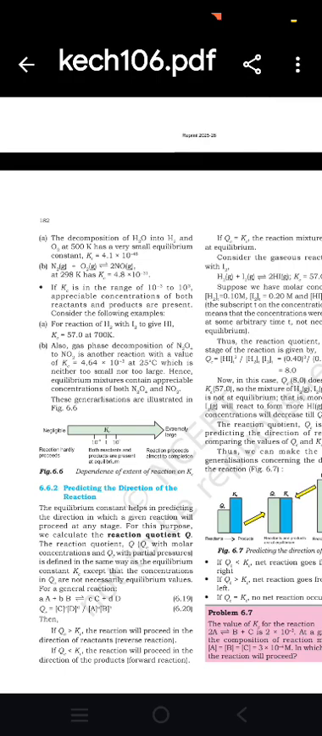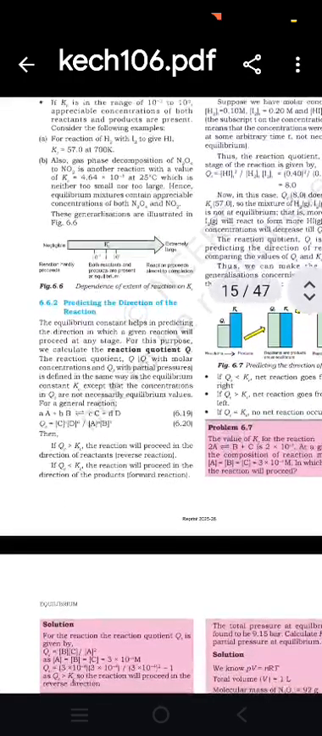Also, the gas phase decomposition of N2O4 to give NO2 is another reaction, with a value of Kc equal to 4.64 × 10^-3 at 25 degrees Celsius, which is neither too small nor too large. Hence, the equilibrium mixture contains appreciable concentrations of both N2O4 and NO2 molecules. The generalization is illustrated: for Kc between 10^-3 and 10^3, both reactants and products are present at equilibrium.